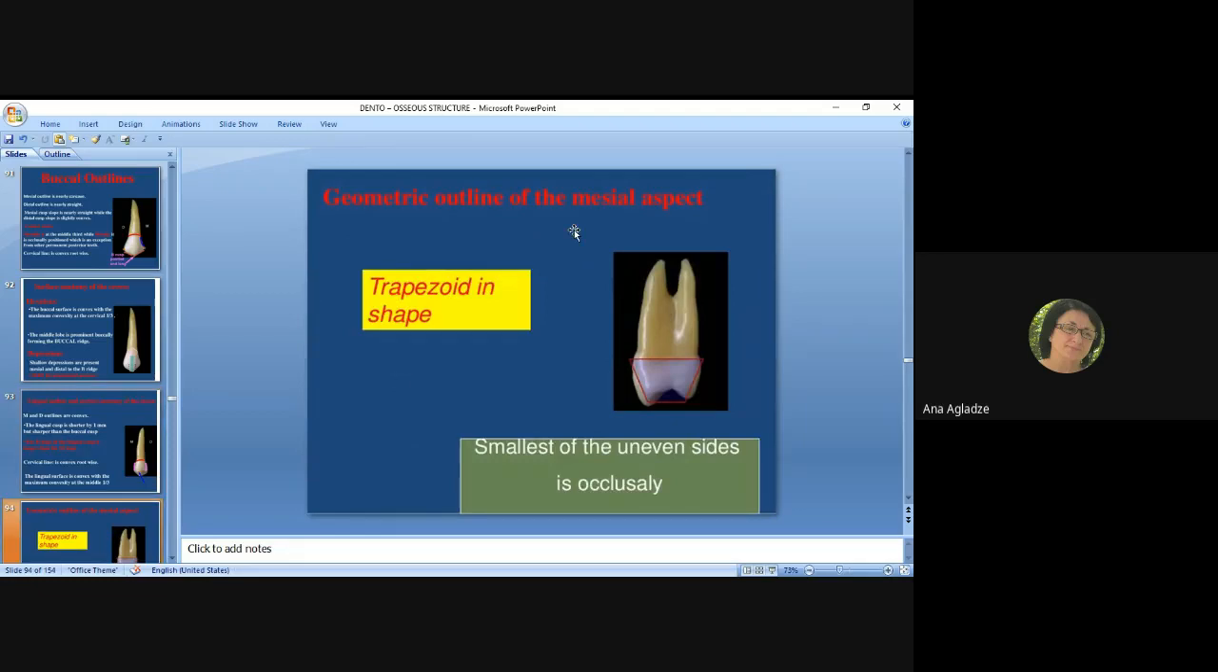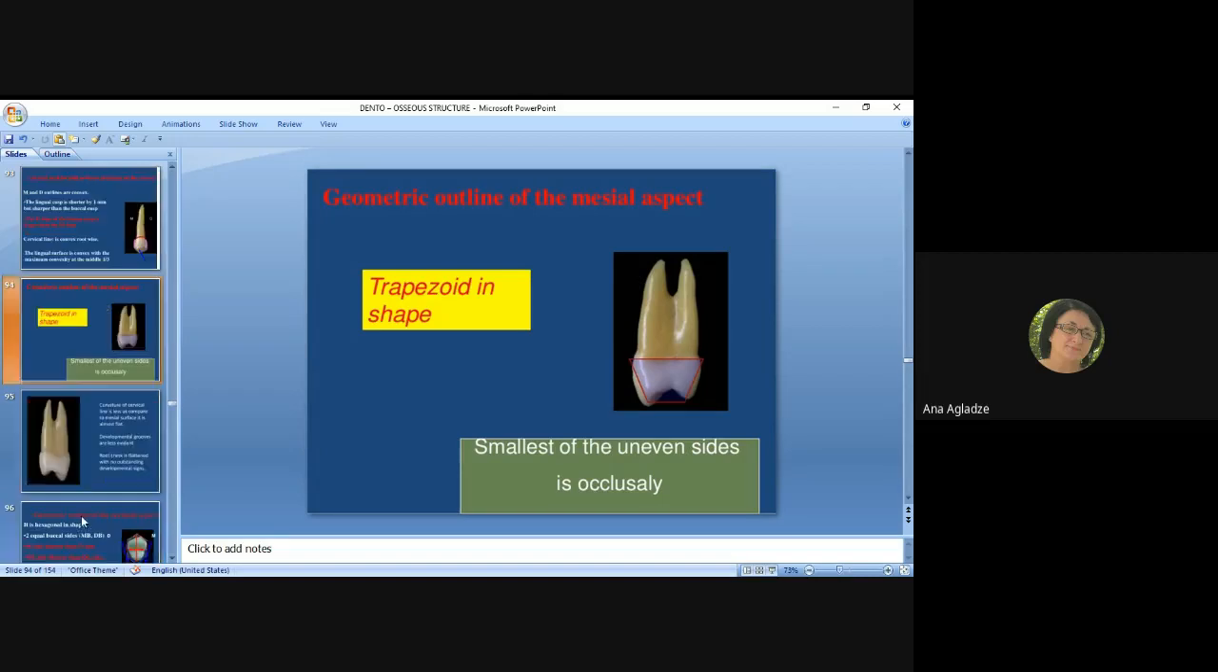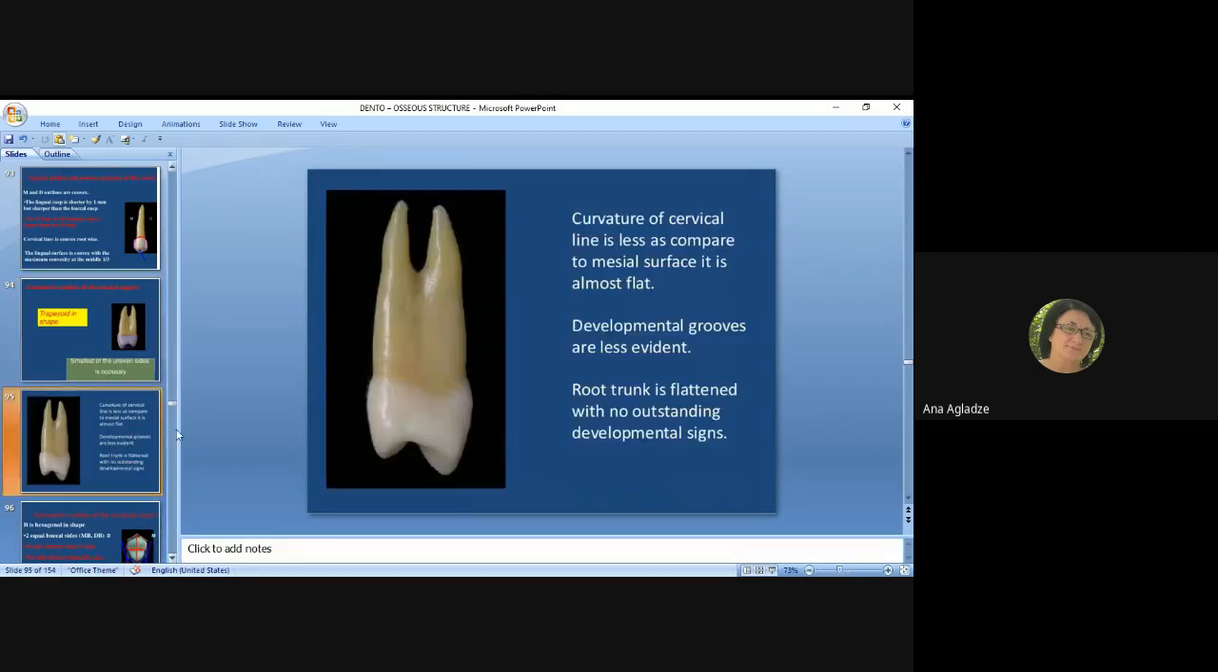The mesial aspect, you can see that this is trapezoid, yes, and they have uneven sides occlusally. And let's see, this curvature of cervical line is less compared to mesial surface. Developmental grooves are less evident.